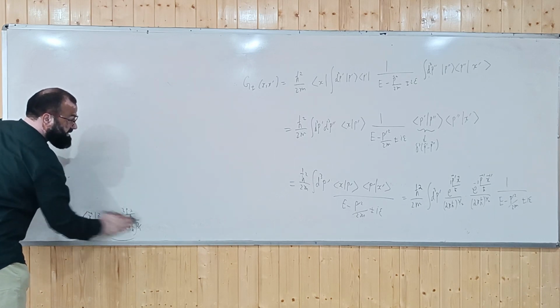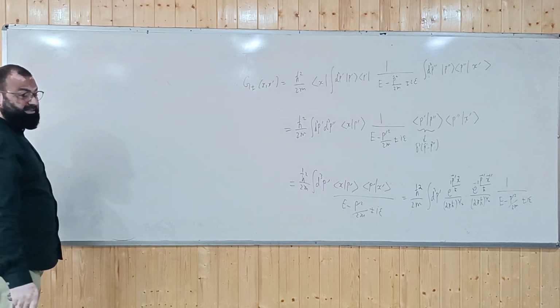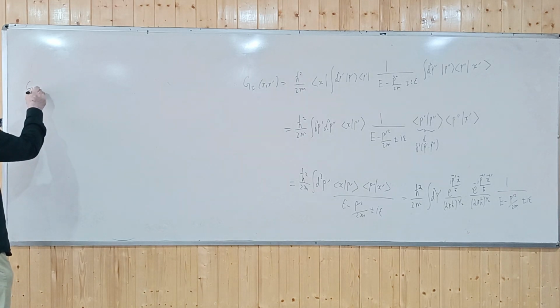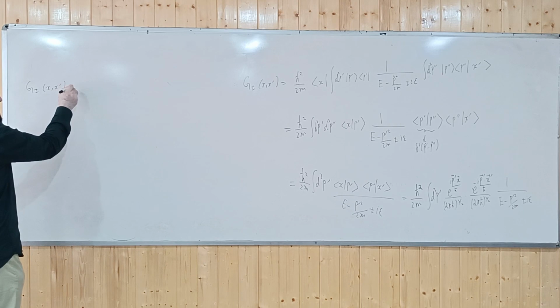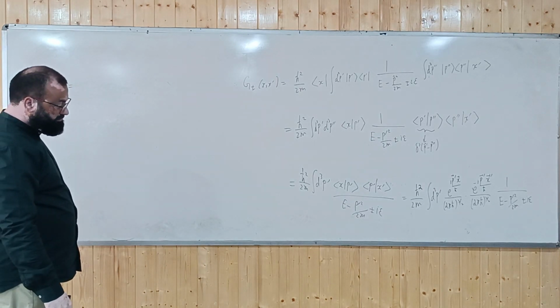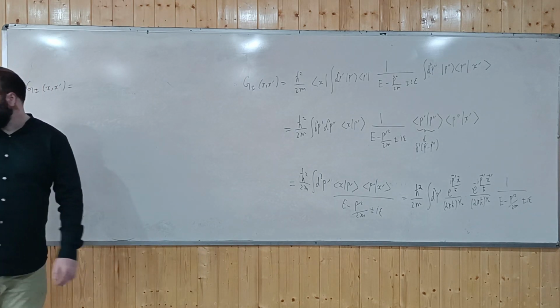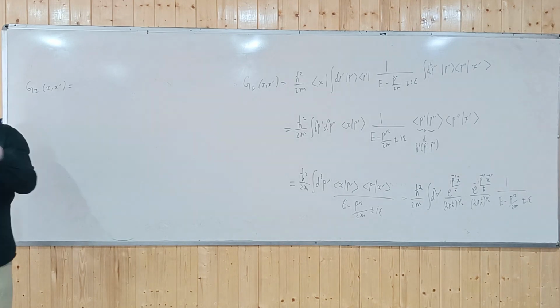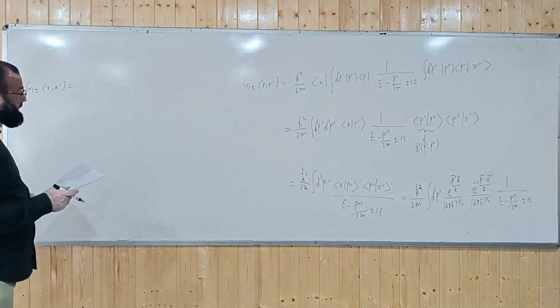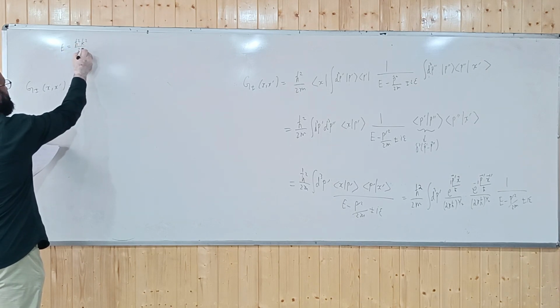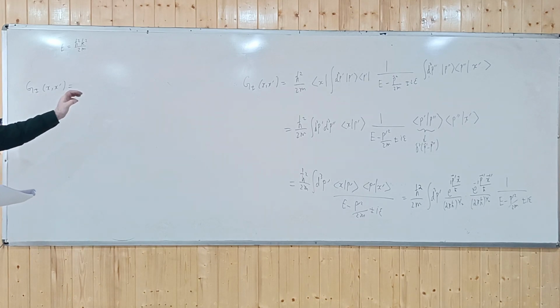So now we need to evaluate this integral in order to figure out this G plus minus x x prime. Clear? Okay. So let me rewrite it. Let's redefine our variables. Let me write this E as h cross square k square by 2m. Okay, I'll put it this way.